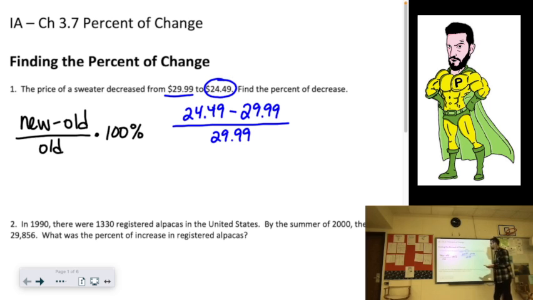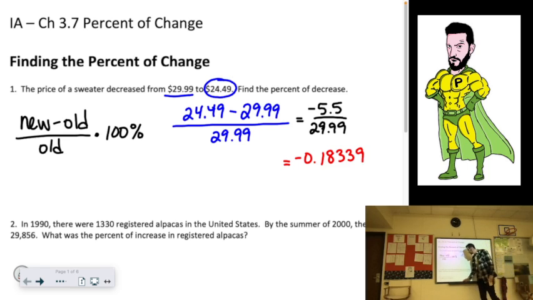So if we were to subtract these, $24.49 minus $29.99, we end up with negative 5.5, which is $5.50 over $29.99. Now if we go ahead and divide that, divided by $29.99, we get a long decimal, negative 0.18339. We'll round it off there.